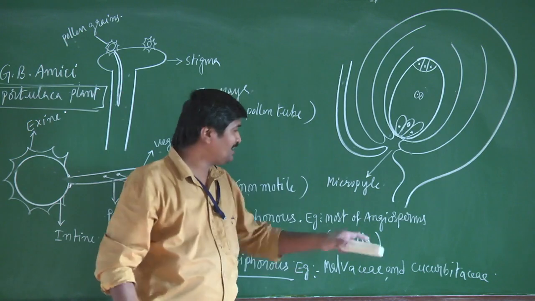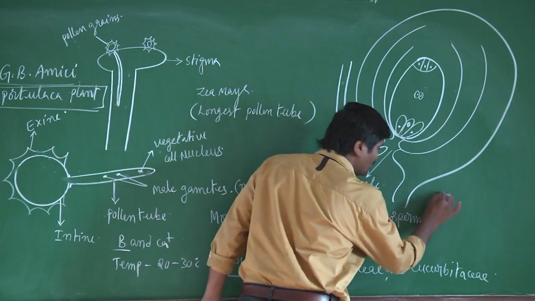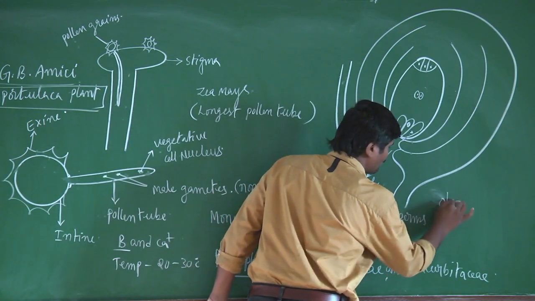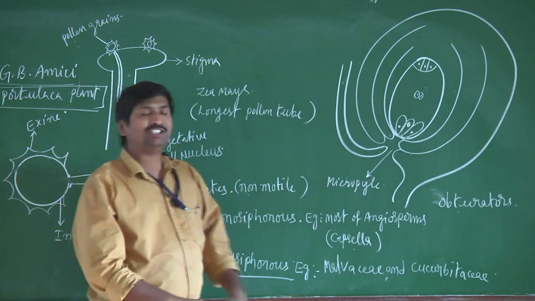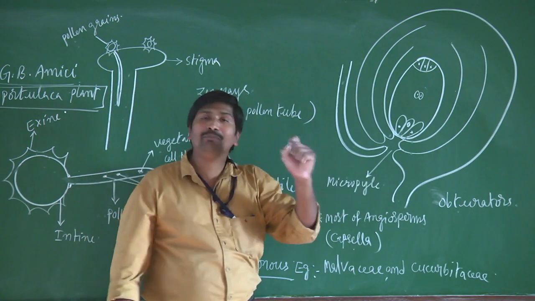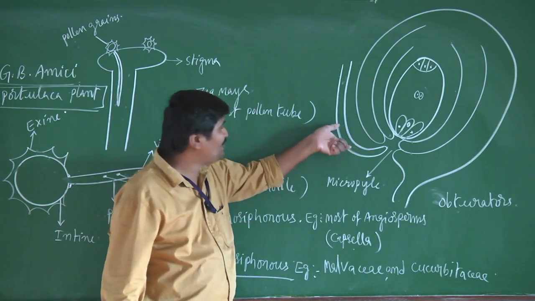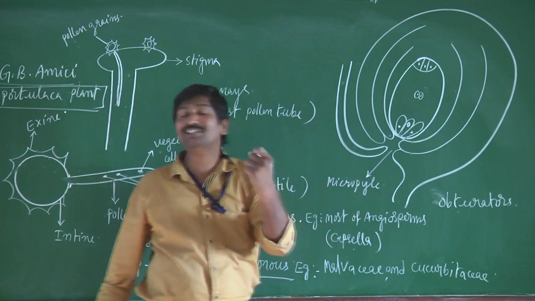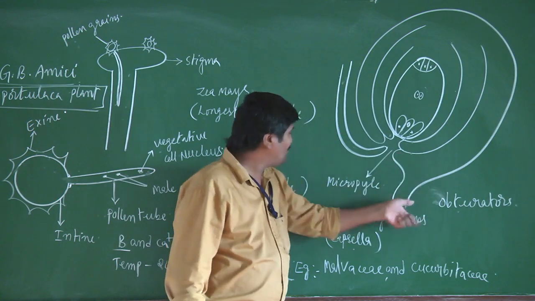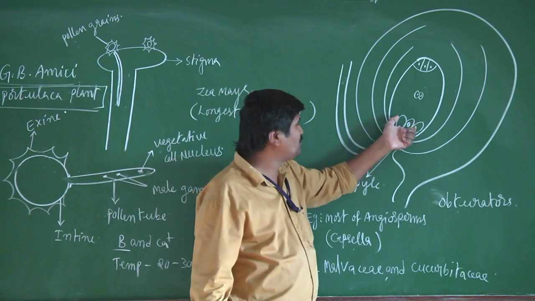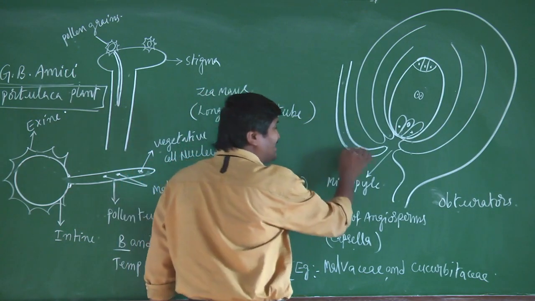Already we have discussed one of the special structures from the funicle, that is known as the obturator. The obturator is developed from the funicle. These are filament-like structures. These filament-like structures are responsible for guiding the pollen tube into the ovule. This point is very, very important. The obturator is responsible for guiding the pollen tube into the ovule only. That's why you see the pollen tube entering the ovule.